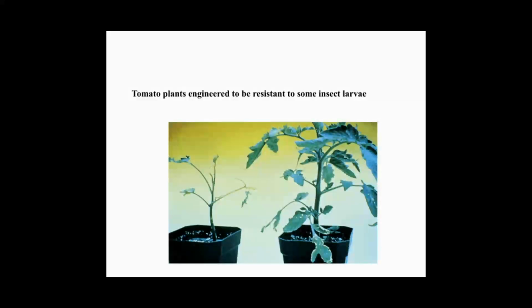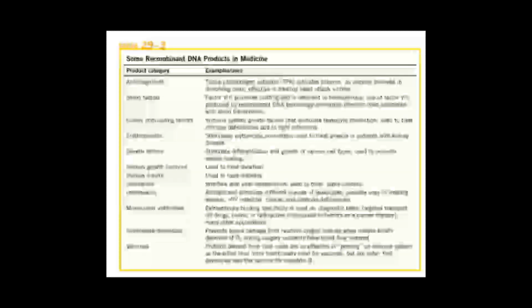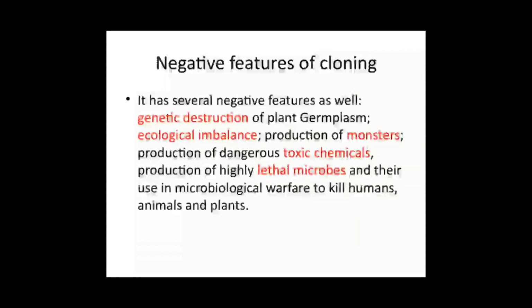Now, while cloning offers some exciting possibilities, it's important to also consider its negative features. For example, one major concern is the genetic destruction of plant germplasm, which means we could be losing valuable genetic diversity that's crucial for resilience and adaptation. Ecological imbalance is another serious issue, since introducing cloned organisms into ecosystems might disrupt existing natural relationships and processes. Then there's the production of monsters.